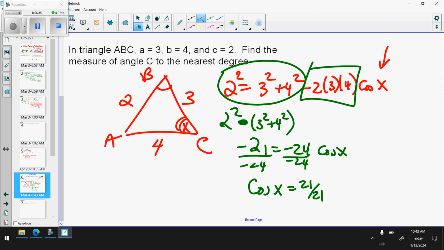What are we looking for? We are looking for the angle, so we have to hit second function. So I'm going to go second cosine of 21/24. It's not 21 over 21. And to the nearest degree, that gets me about 29 degrees. So this one's a little harder, but it's just the order you do things in. Do the Pythagorean theorem, do this first, get that answer all to the left side, multiply those together, divide by that, second cosine of that answer. Let's do one more.